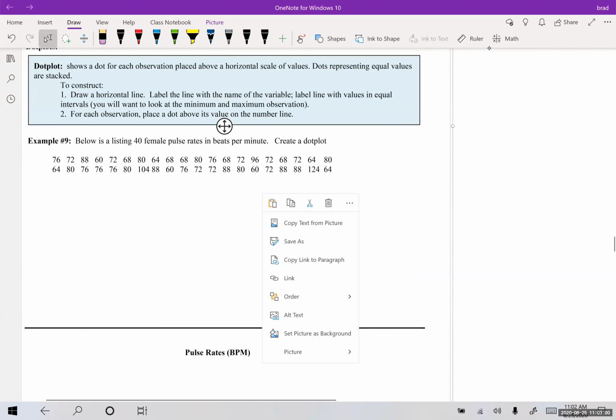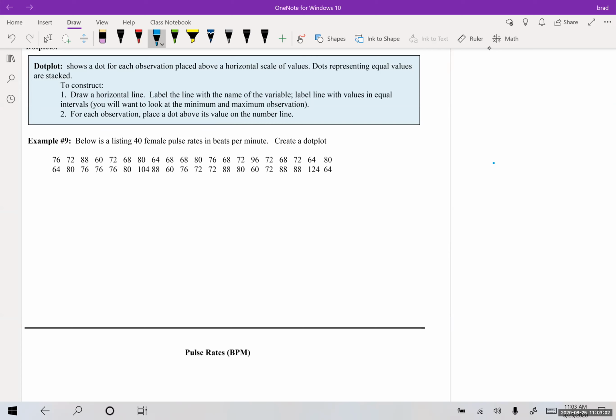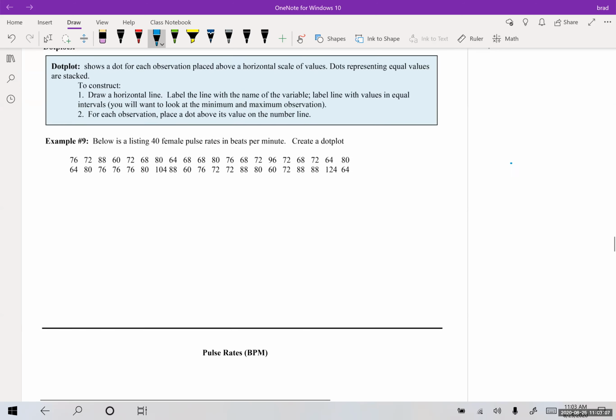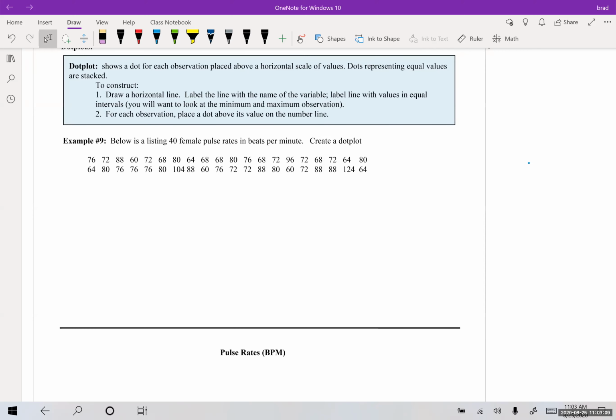Dot plot. Dot plot's a pretty straightforward one. It does exactly what it sounds like. So what we're going to do is use this little description: a dot plot shows dots for each observation placed above a horizontal scale of values. Dots representing equal values are stacked. To construct, draw a horizontal line, label the line with the name of the variable, and then label the line with values in each interval. You want to look at the minimum and the maximum observations. For each observation, place a dot above its value on the number line.